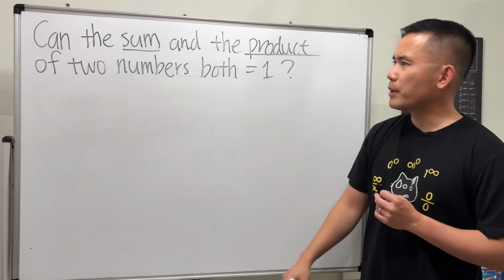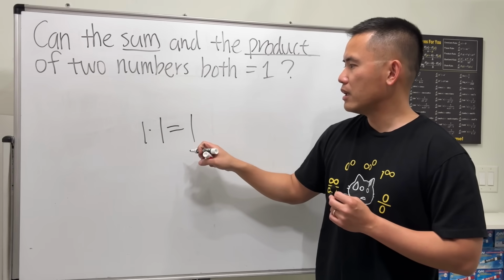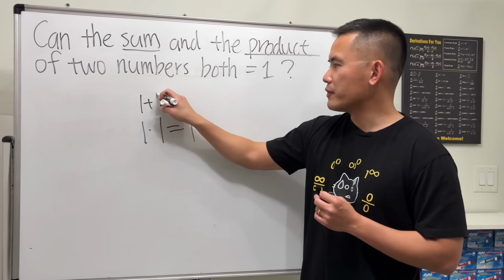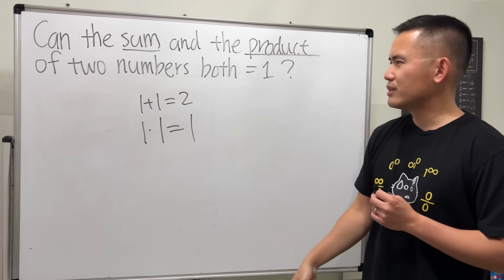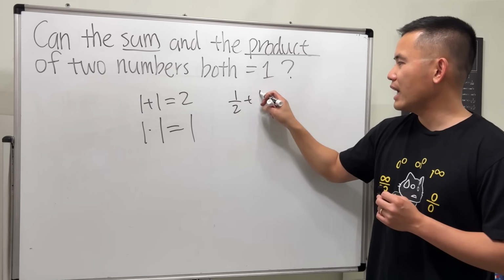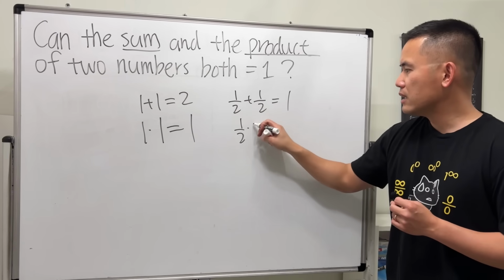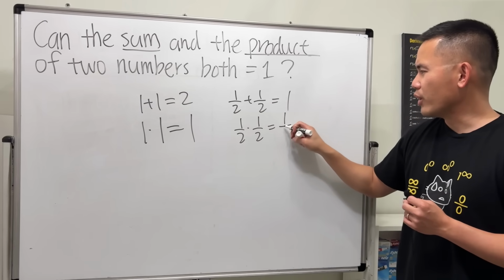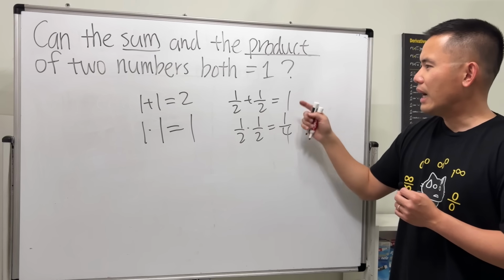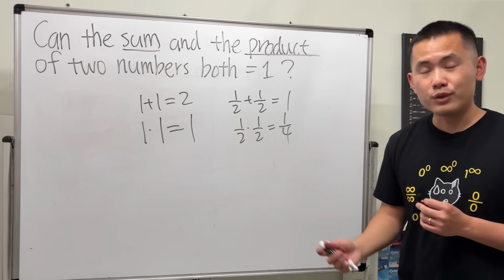So if you think about two numbers multiplied to 1, 1 times 1 is equal to 1. But if we do the sum of them, this is 2. So it doesn't work. But if you have, let's say, 1 half plus 1 half, okay, that's equal to 1. However, if I multiply them, that's going to be equal to 1 over 4. So I don't think I can make them both equal to 1. I'm done. That's it. No, of course not.